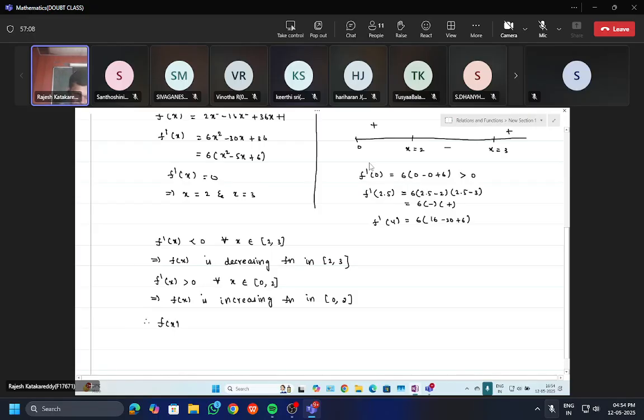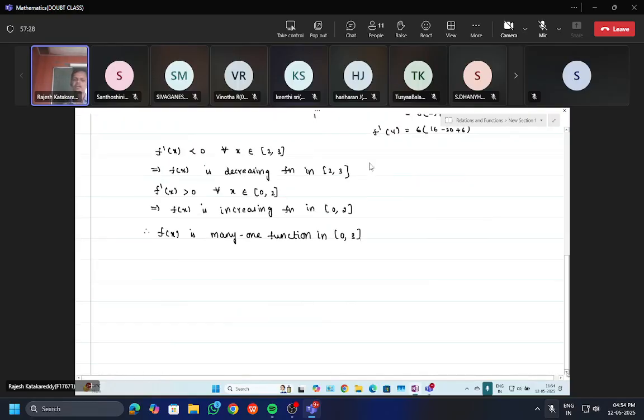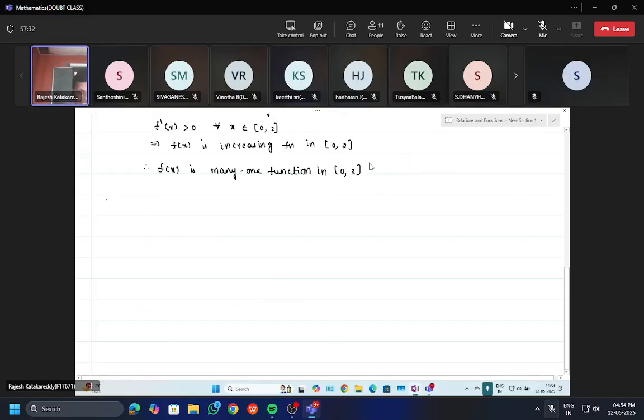So I am concluding here. Therefore, f of x is a many one function in closed bracket 0 to 3, right? So now here I am using a method called absolute maxima and absolute minima to find range. What this method says is, let's say function f is defined in closed interval a to b. Codomain can be anything. You can write real numbers, right? In this case, to calculate range, we use this method, absolute maximum and absolute minimum.